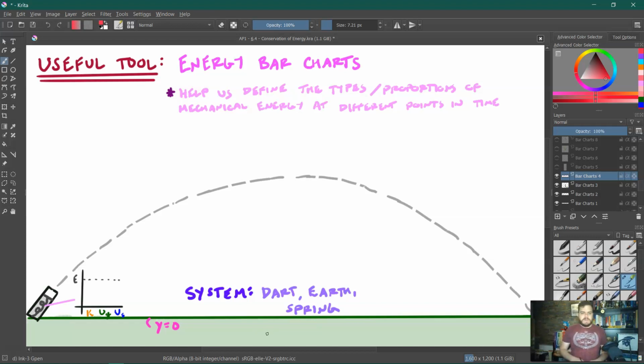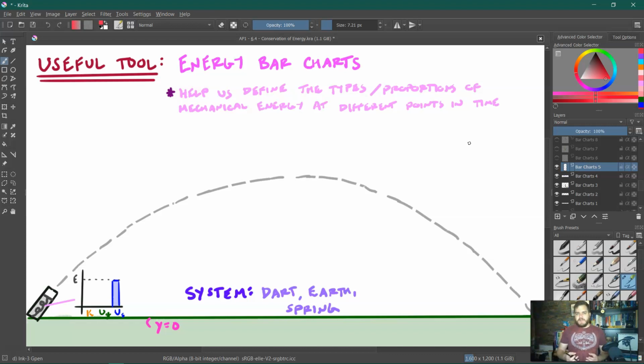So what type of energy do we have initially? Well, the dart's not moving. There's no gravitational potential energy because we say it's at ground level. So initially, the only type of energy present is elastic potential energy. And all of the mechanical energy of the system will be elastic potential.